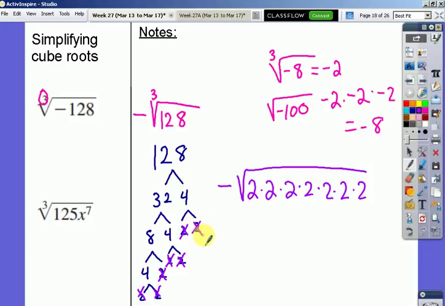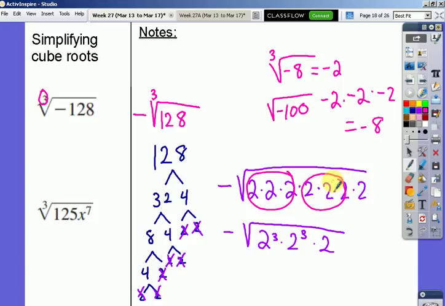Of all my prime factors. Again, if you wanted to, you could instead rewrite it like this, just to help you out, so you're not writing too many 2's. You could say 2 cubed, that's 1 set of 3's, and then 2 cubed, and then times 2. And you'll see that you can take how many groups of 3 out? One group of 3 and another group of 3, right?